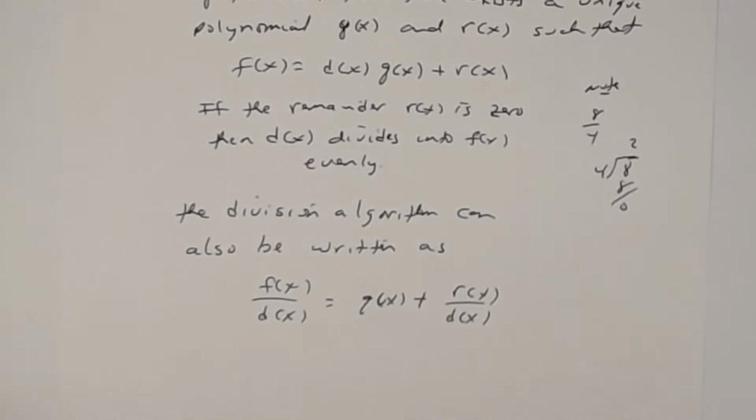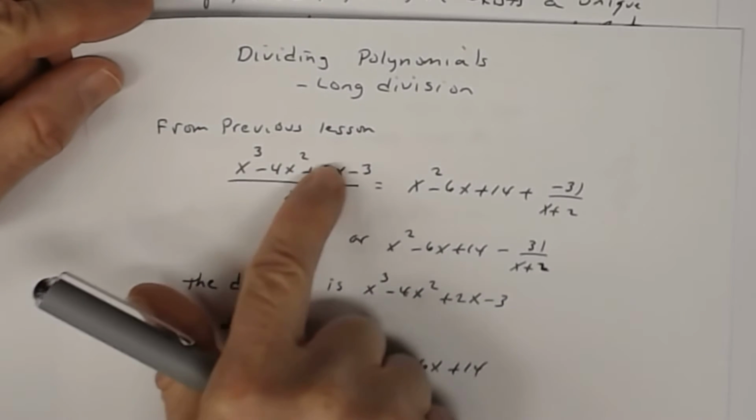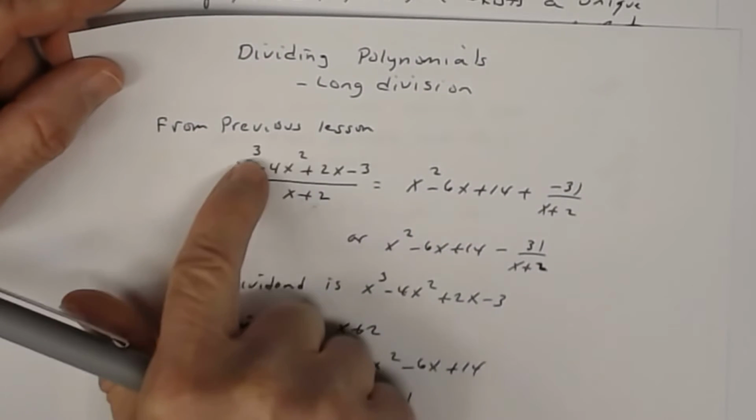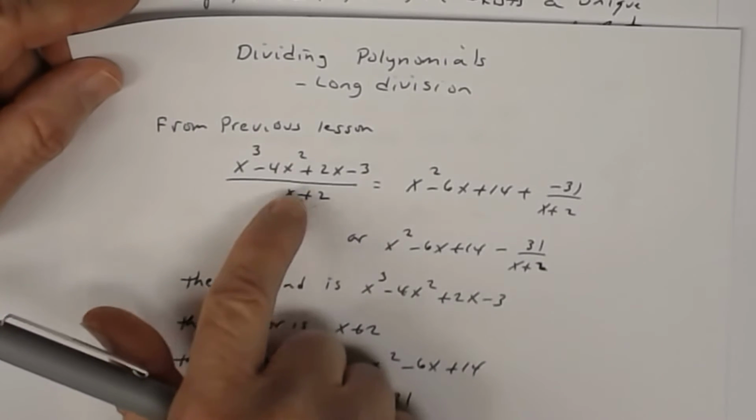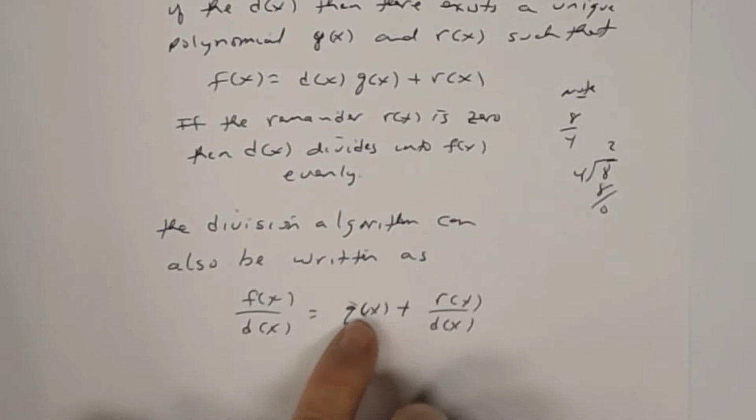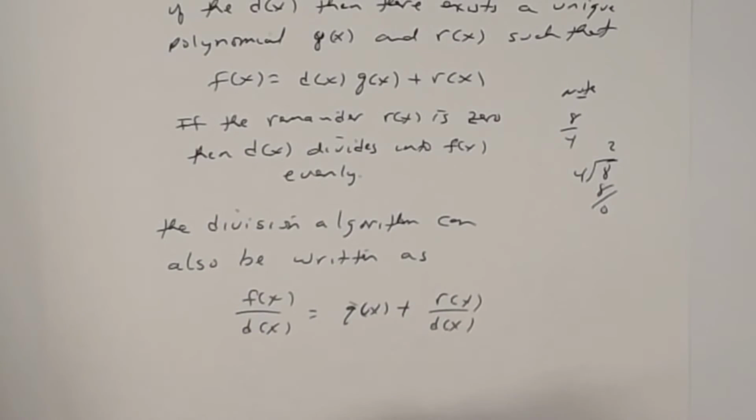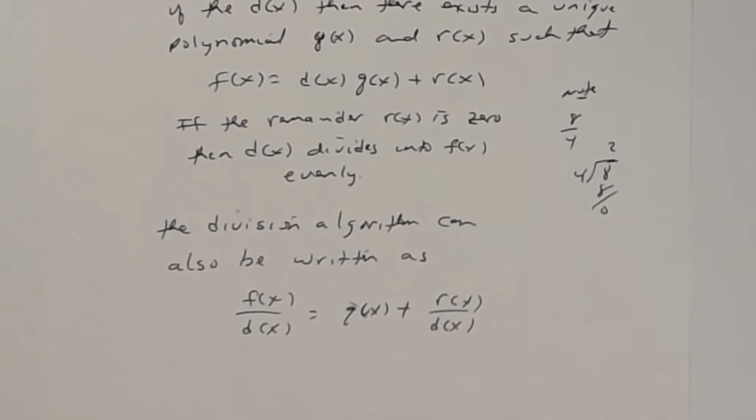So one thing I need to remember is this. Whenever the degree of the numerator is greater than or equal to the degree of the denominator, then you can write this according to the division algorithm. You can write this as a quotient plus the remainder divided by the divisor. Okay? All right, so that's important.